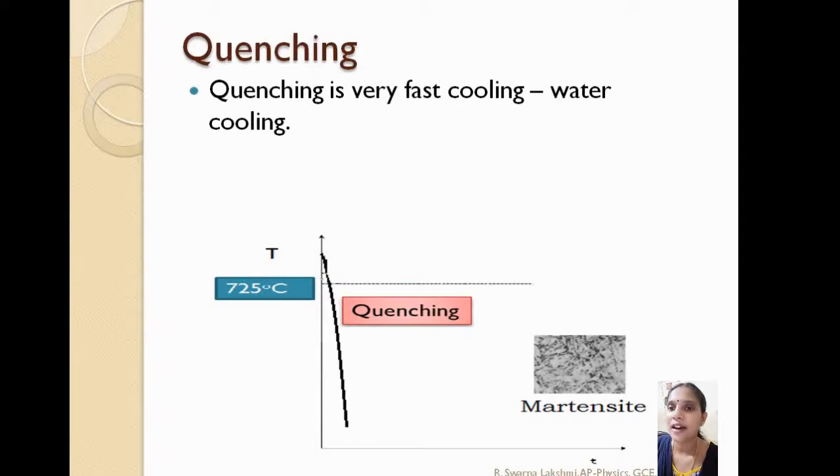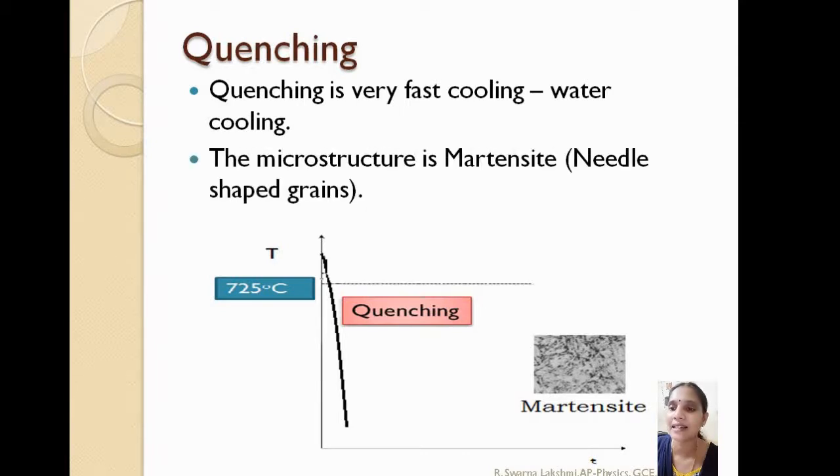Quenching is rapid cooling or very quick cooling. For example, heating a sample in a furnace and then quenching it in a water bath. So this results in a microstructure called martensite, which is a metastable state where needle-shaped grains are formed.